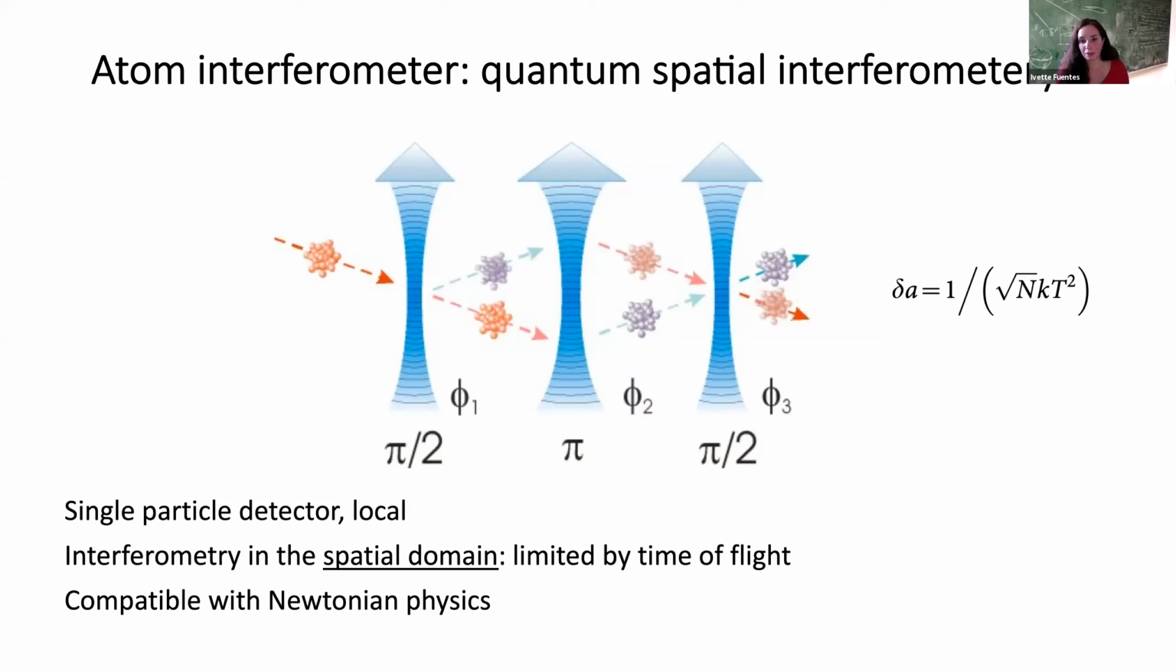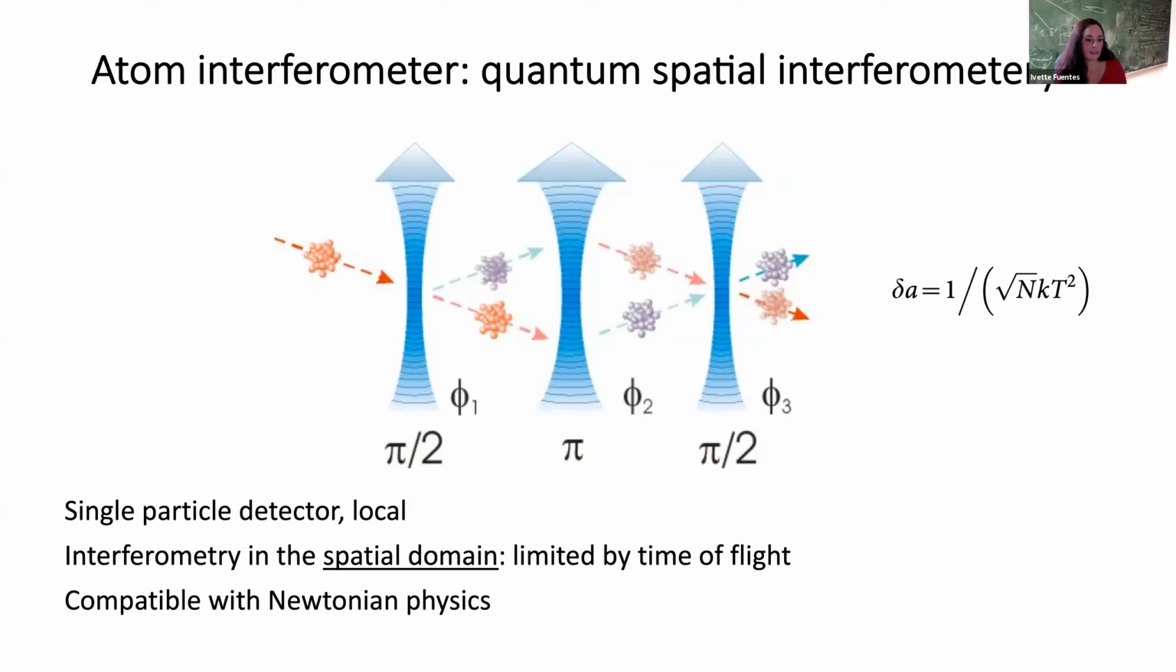And the precision in estimating, let's say, the gravitational acceleration goes like 1 over the square root of the number of atoms you used, the mode number k, and most importantly, the time of flight squared. I call this interferometry in the spatial domain because each atom goes into a superposition of 2 distinct spatial trajectories. And it's limited by the time of flight. So the bigger the interferometer, the more precise it is. This works very similar to LIGO, to an electromagnetic interferometer, only that instead of photons, you're having atoms.